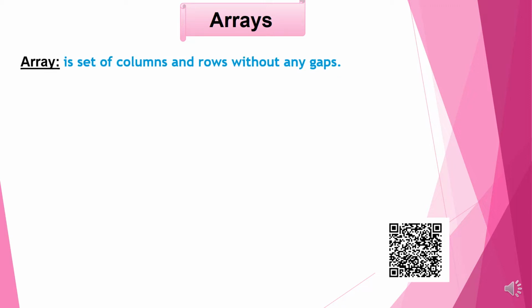Arrays. What are arrays? We studied arrays in grade 2 and we said any array is a set of columns and rows without any gaps. Okay, repeat with me. Set of columns and rows without any gaps, like this.